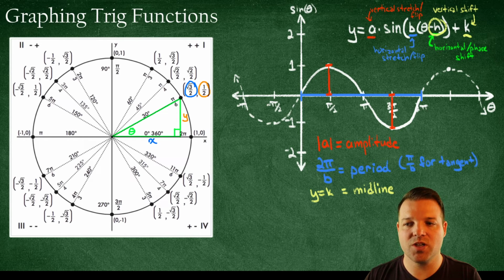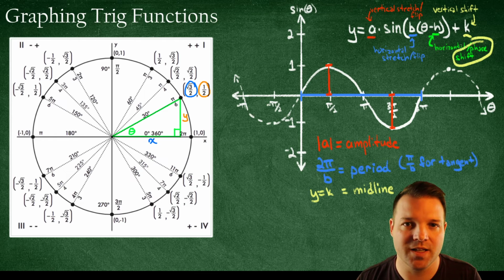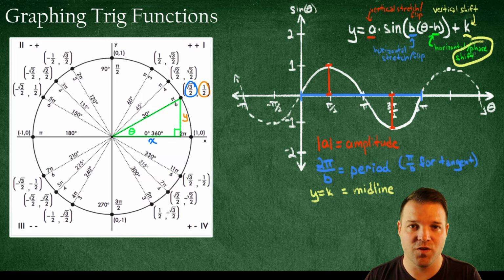And this h here is going to be the horizontal shift, which is, again, the opposite. So if it's minus 3, it's actually going to move it to the right 3. If it's positive 3, it's going to move it to the left 3. And there's also another name for this, okay? When we're talking about trig functions, instead of saying a horizontal shift, we usually say a phase shift. When you're moving these to the left and the right, we call them phase shifts.